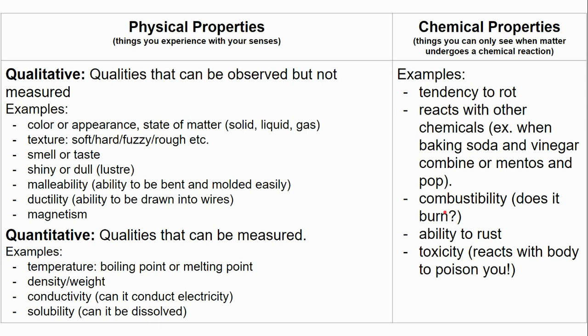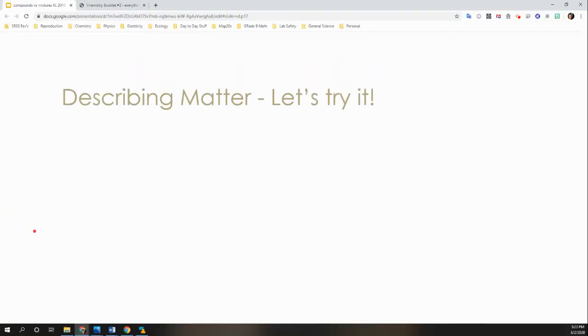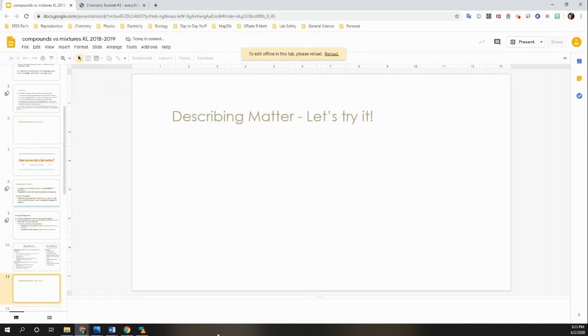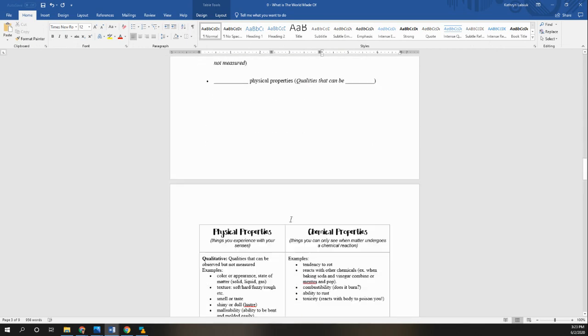So on the next page, I give you a list of all the physical properties and all the chemical properties, okay? And again, you'd only see these when they undergo an actual reaction, okay? And these are the examples of physical properties. There's always lots of physical properties and fewer chemical properties. Okay, so let's try it. I gave you a table on the next page, and let's take a look at it.